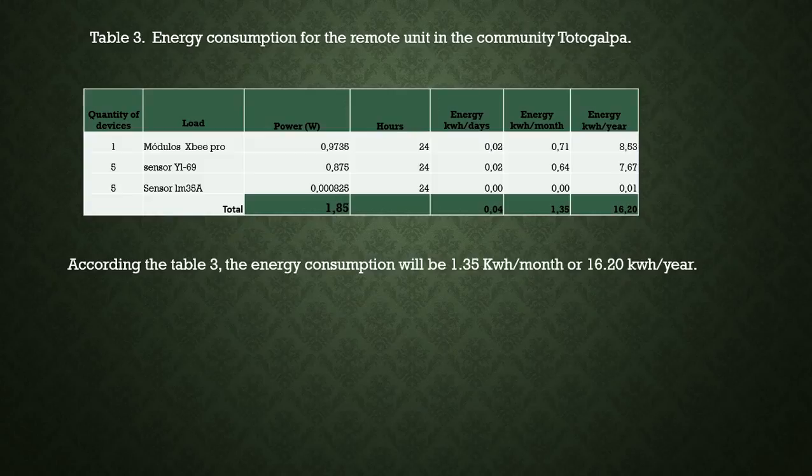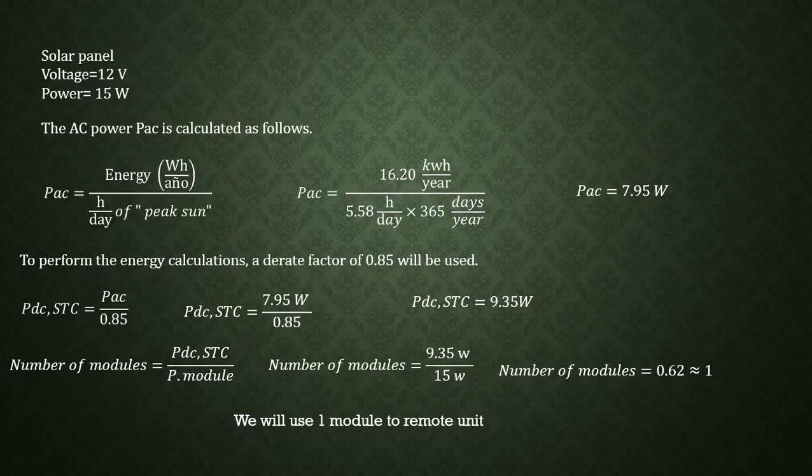Well, about the energy consumption for the remote unit in the community of Tegucigalpa, we have this table, and this table shows the energy in kilowatt hours per day, month and year. According to table 3, the energy consumption will be 1.35 kilowatt hour per month or 16.20 kilowatt hour per year. We have considered a solar panel of 12 volts and 15 watts.